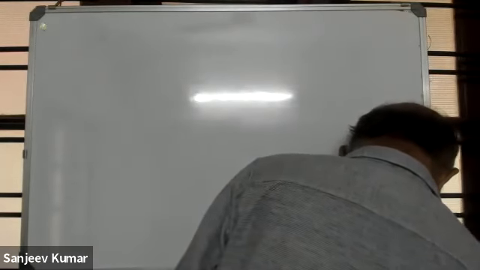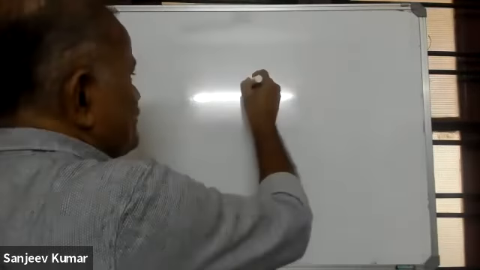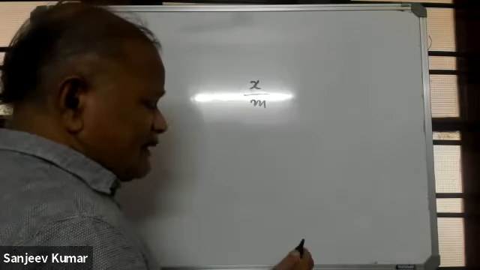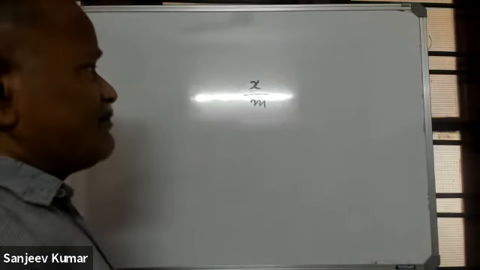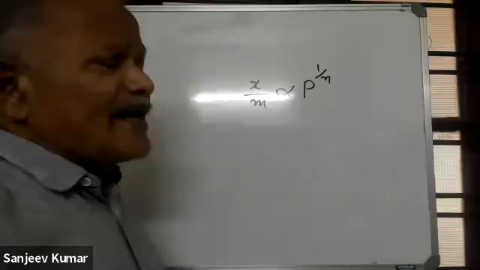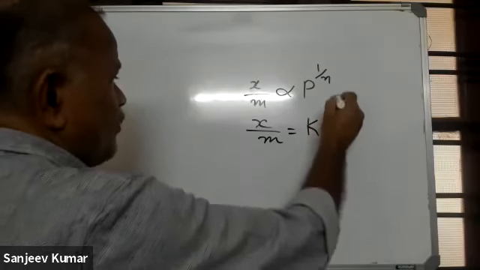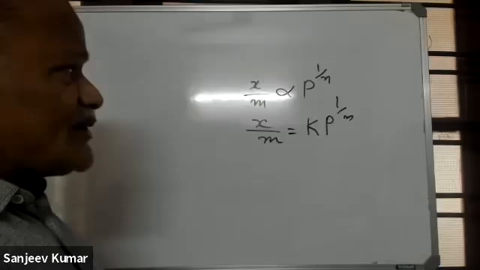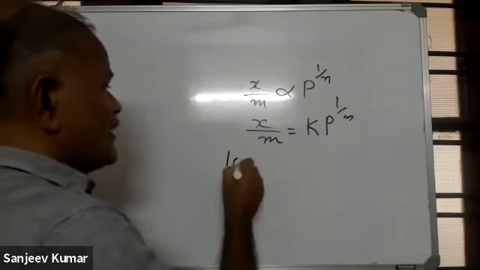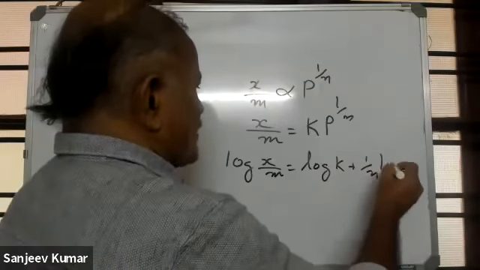You know the Freundlich adsorption isotherm. What does it state? x/m is the specific adsorption, that is, x gram of adsorbate is adsorbed by m gram of the adsorbent. The amount of adsorbate present per unit gram is directly proportional to the pressure of the gas raised to 1/n, or x/m = K P^(1/n). This is the Freundlich adsorption isotherm. In logarithmic form, log x/m = log K + (1/n) log P.